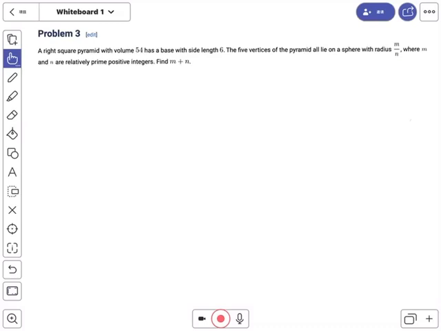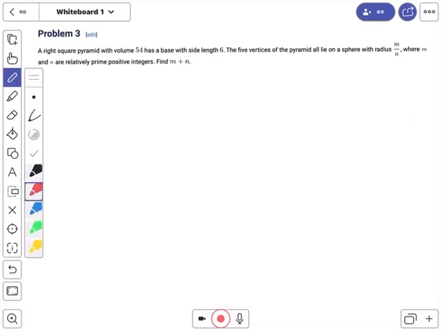So in this episode we're going to be continuing our livestream for 2022 AIME II and we're going to proceed on to problem 3. A right square pyramid with volume 54 has a base with side 6. The 5 vertices of the pyramid all lie on a sphere with radius m over n, where m and n are relatively prime positive integers. Find m plus n.